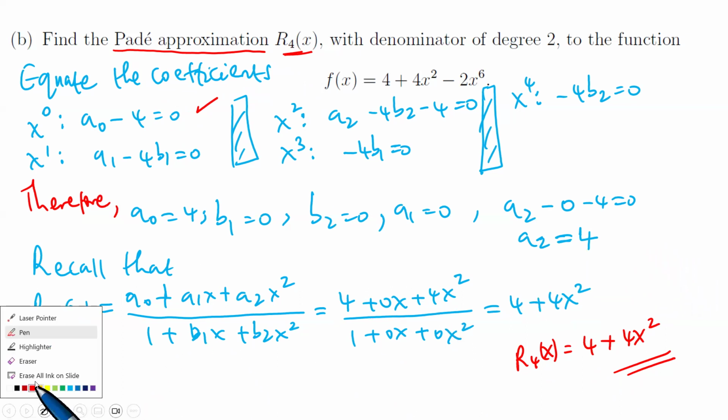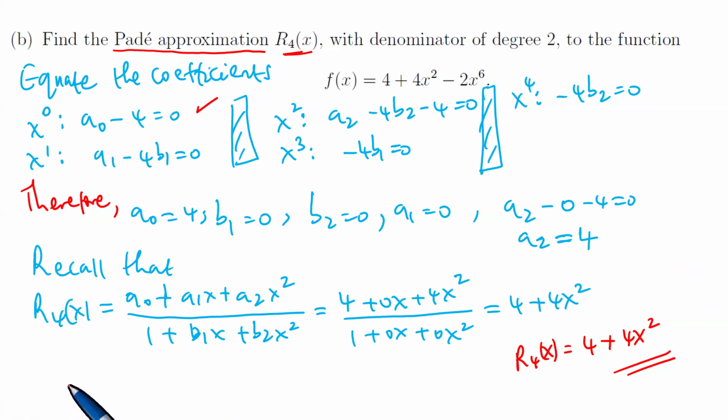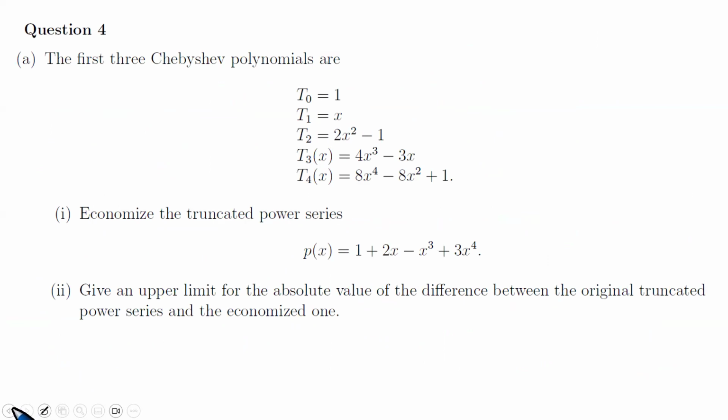Next point. The next question is to solve for another economization problem. As part of what we're learning, we must be able to economize. How do we economize? We economize as follows.